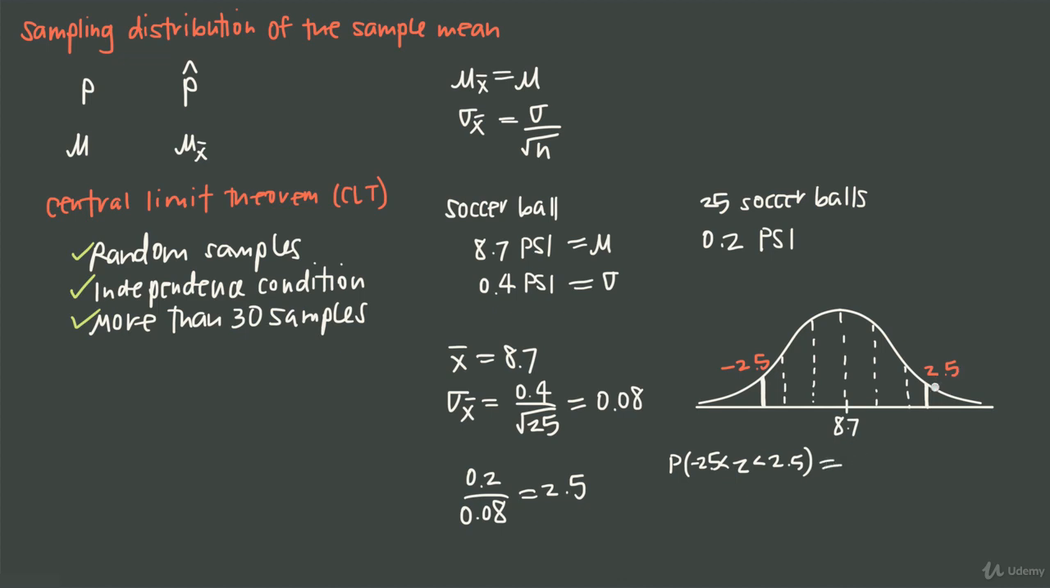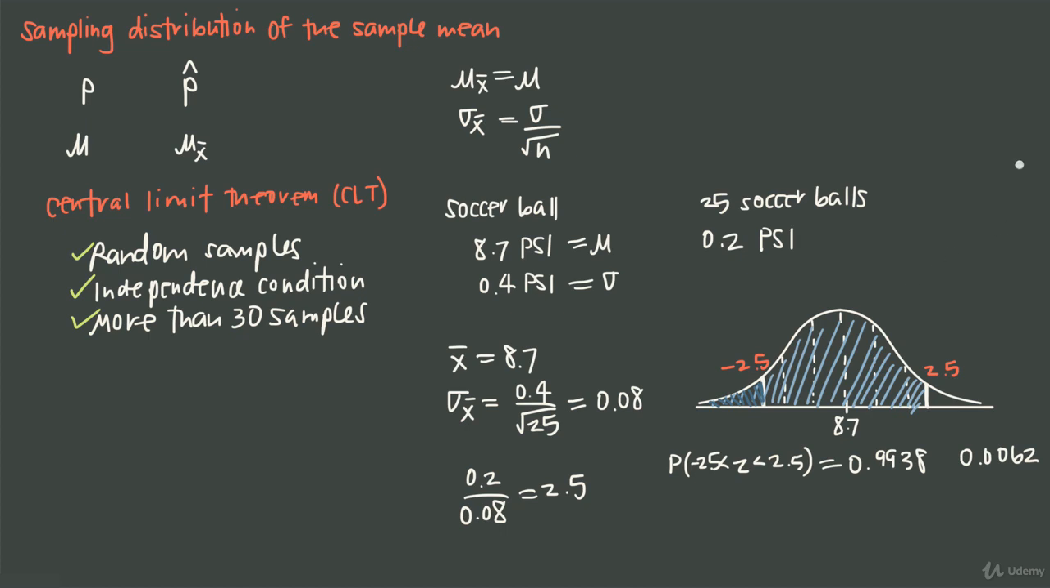And if we look up positive 2.5 in a z-table, we find 0.9938. If we look up negative 2.5 in a z-table, we find 0.0062. Of course, this 0.9938 is going to give us all of this area here, all the way up to a z-score of 2.5. The z-score of negative 2.5 is going to give us all of this area right here up to a z-score of negative 2.5.